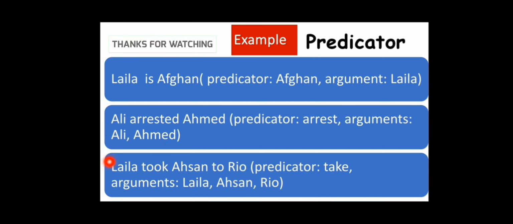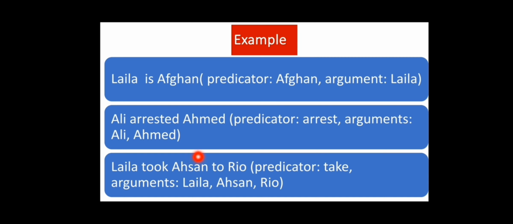Third example, Leila took Hassan to Rio. So we have a predicator here, that is take, the verb. And we have here three arguments. One is Leila, one is Hassan, and one is Rio. Because Rio is also a referring expression, Hassan is also a referring expression, and Leila is also a referring expression. While took is not a referring expression, it has a sense meaning, right?